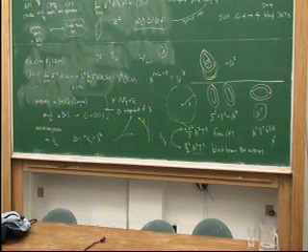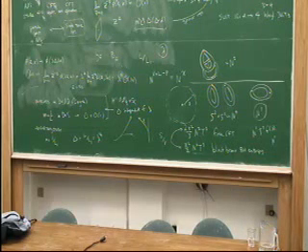Presumably it goes to a constant when lambda goes to infinity. Why couldn't it go as 1 over lambda to the fourth? Oh, whatever, lambda to the fourth. Yeah, 1 over lambda to the 1/4.